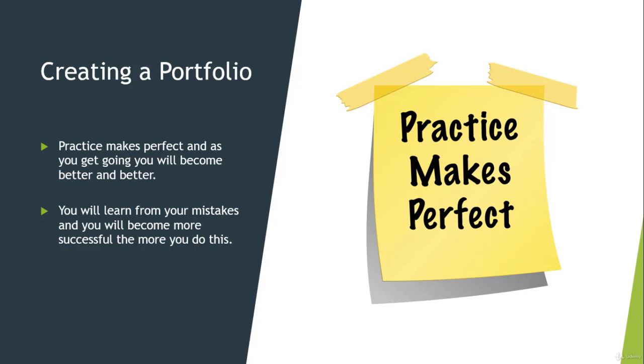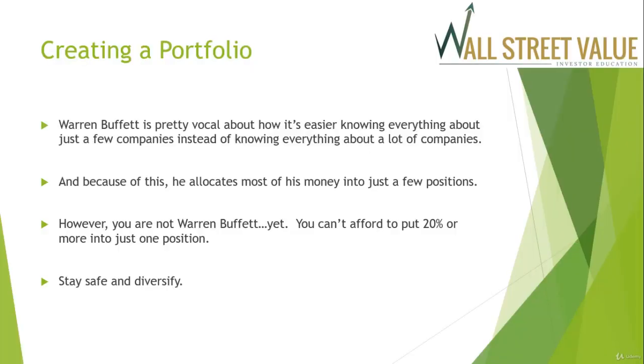Practice makes perfect, and as you get going, you'll become better and better. You'll learn from your mistakes, and you'll become more successful the more you do this. Warren Buffett's pretty vocal about how it's easier knowing everything about just a few companies instead of knowing everything about a lot of companies. And it makes sense. Because of this, he allocates most of his money into just a few companies. However, we're not Warren Buffett. Not yet. You can't afford, I can't afford, to put 20% or more into just one position. We need to stay safe and diversify.